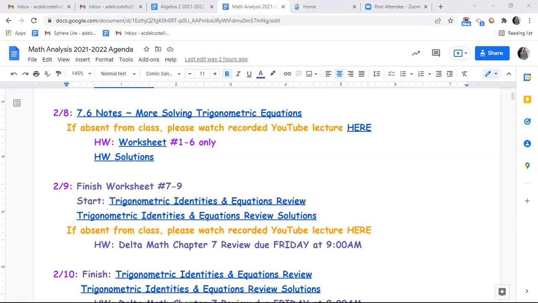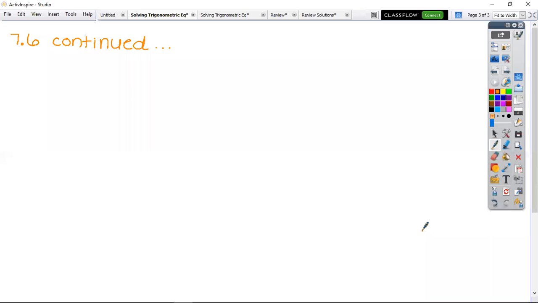So I call this 7.6 continue. And you're going to want your formula sheet out in front of you as well. And you're going to want to make a quick check and make sure that your calculator is in degrees. So calculator in degrees.